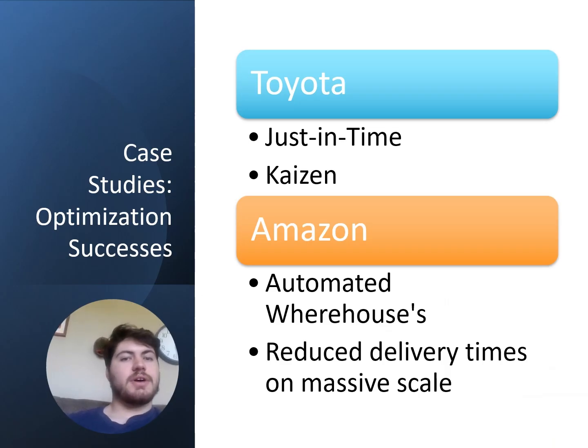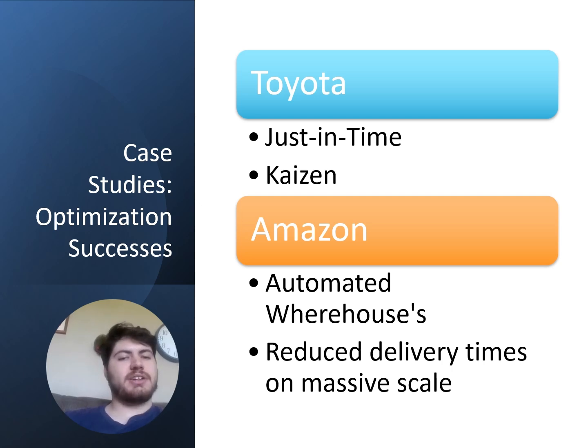Now, let's move on to our final two examples of some of the most successful optimizations in business: Toyota and Amazon, the gold standards. Toyota revolutionized the automotive industry with its lean manufacturing model. Their use of just-in-time inventory along with Kaizen, or continuous improvement, created one of the most efficient manufacturing systems in the world. Amazon, on the other hand, leads the digital age.